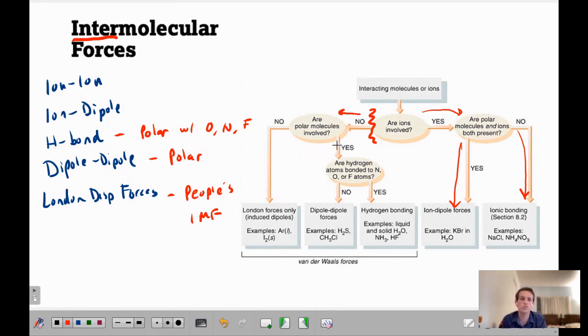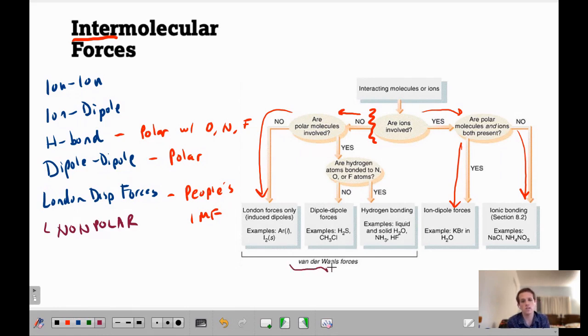But back to intermolecular forces, we're going to ask ourselves, are polar molecules involved? And if the answer is no, we're going to go straight to London dispersion forces. And poor old nonpolar molecules, that's all they get is London dispersion forces. Meanwhile, if there are polar molecules, you can have this dipole-dipole interaction, or you could have hydrogen bonding, and we'll get into these details in just a minute.